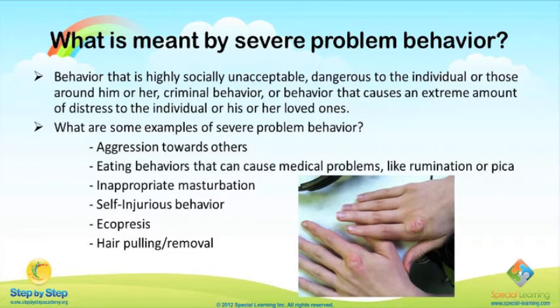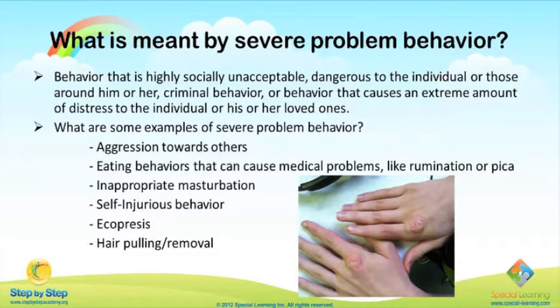For the most part, these are behaviors that are highly socially unacceptable, are dangerous to the individual or his family, other people around and in the community. They can include criminal behavior or behavior that causes an extreme amount of distress to the individual, other loved ones, and the family as well. There are many examples of severe problem behavior, and we have some listed here.